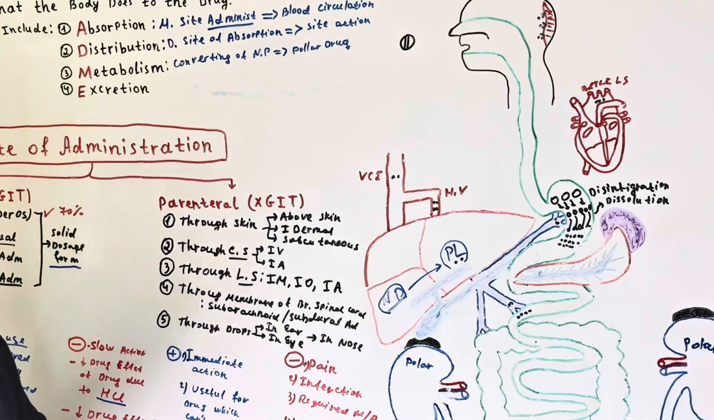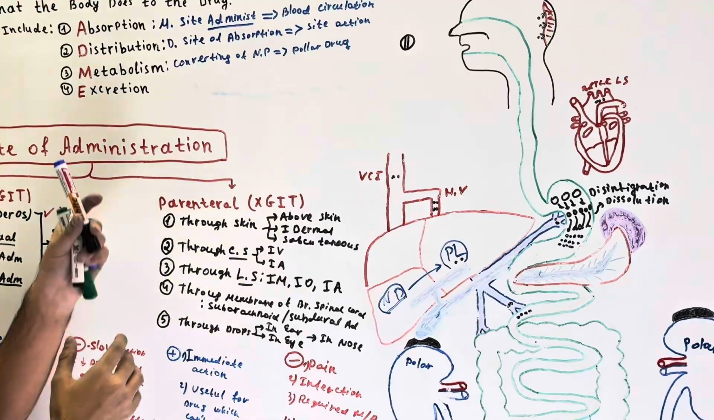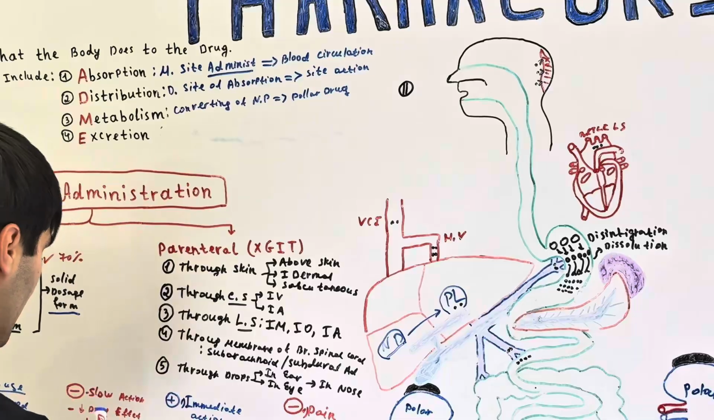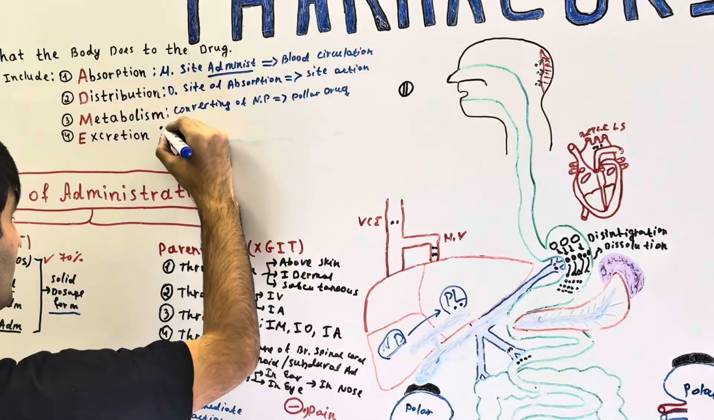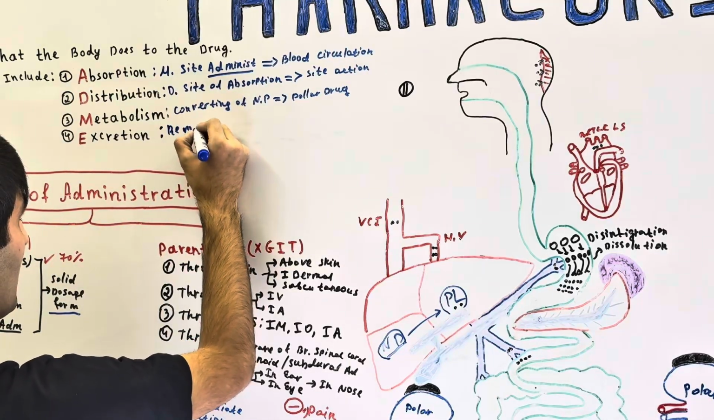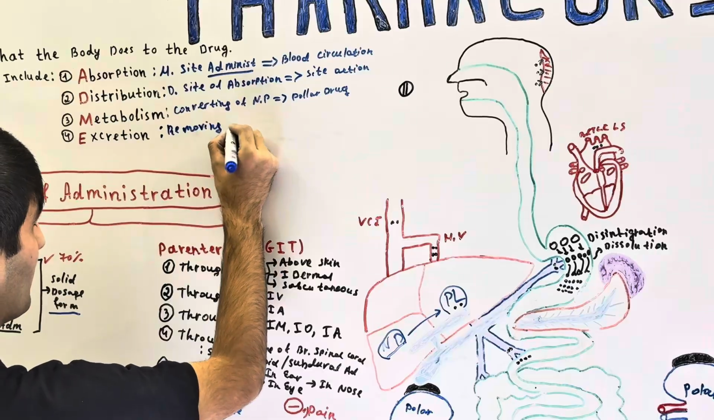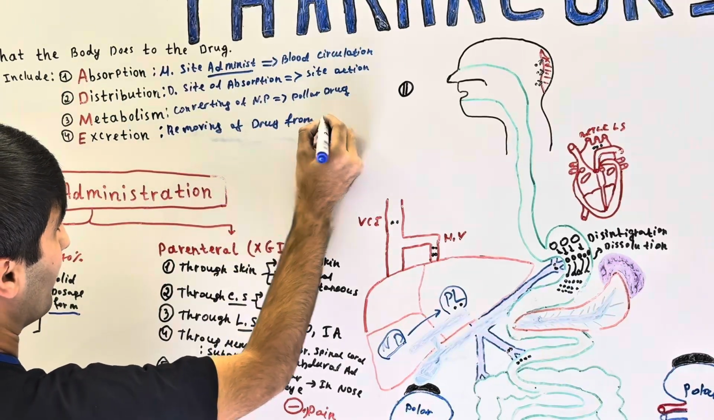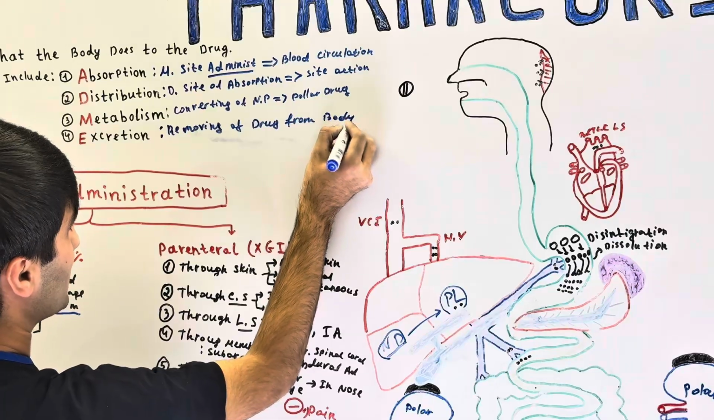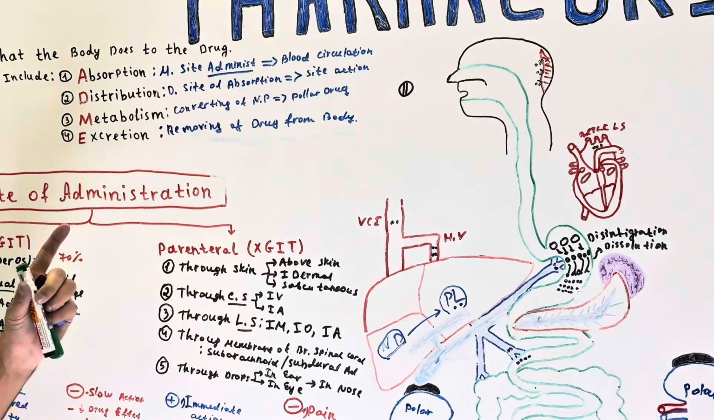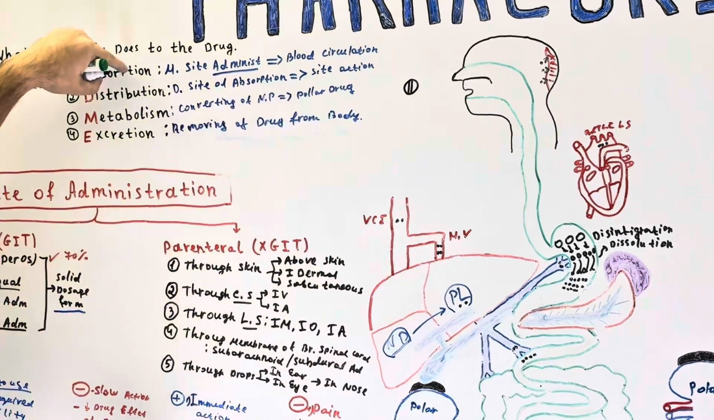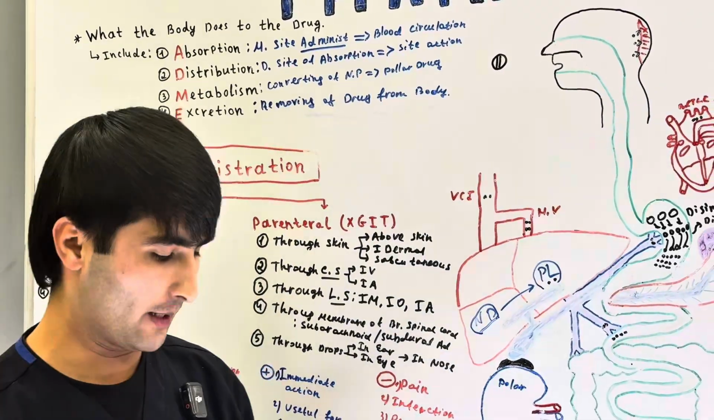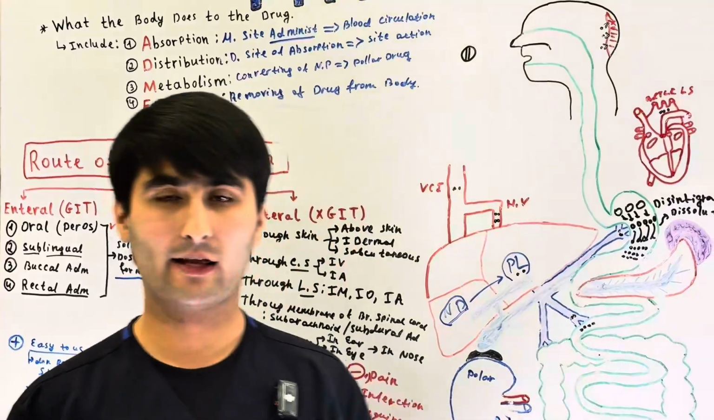substance. Now it was about excretion. Excretion is what? The removing of drug from the body. So it was all about the general concepts of the absorption, distribution, metabolism, and excretion stages of pharmacokinetics. It was the general concept.